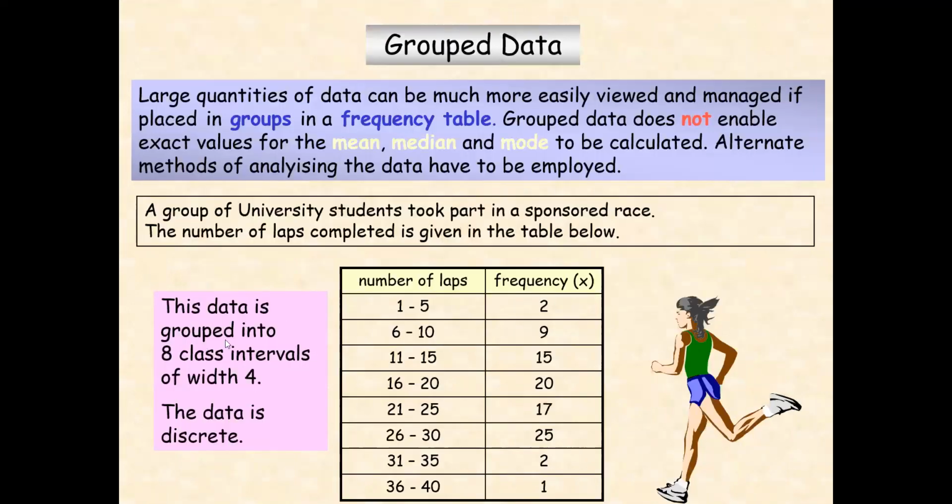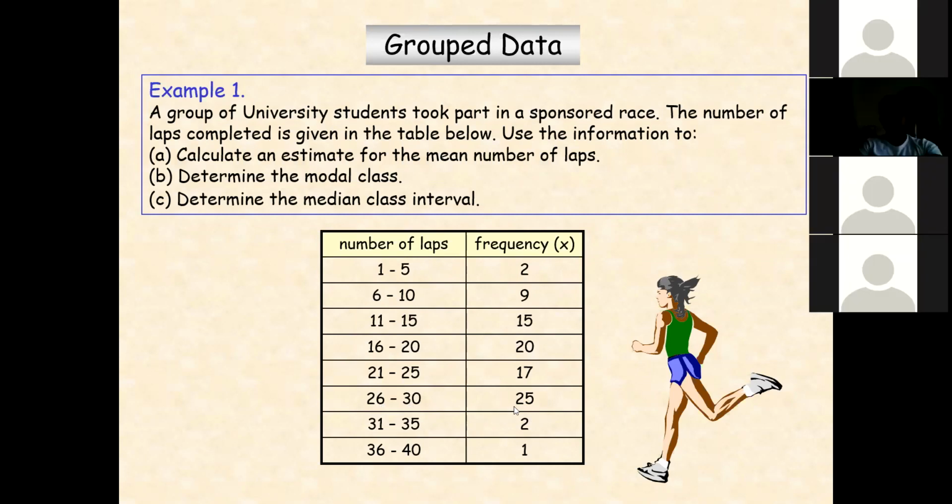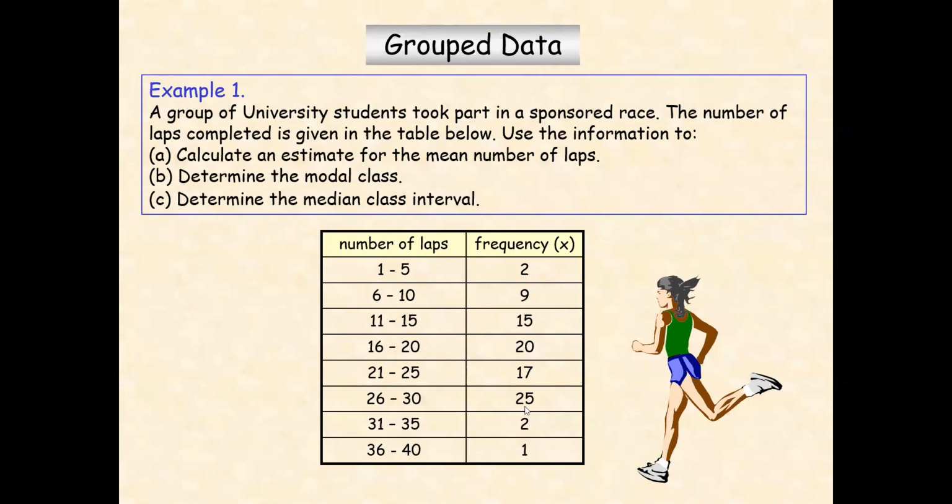Before I go on, the group data is grouped into 8 class intervals, of which 4, right? Data is discrete. Okay, we'll come back to that. Now, the question here is to find the mean number of laps. And in the old days, you would call mean an average. Now, the problem is we don't have the exact data. Because if you look at 26 to 30, the number of laps, we have 25 people who ran between 26 to 30, but we don't know how many laps each one actually ran. Okay, let's go to a smaller number.